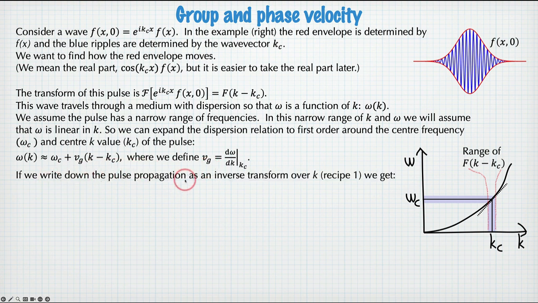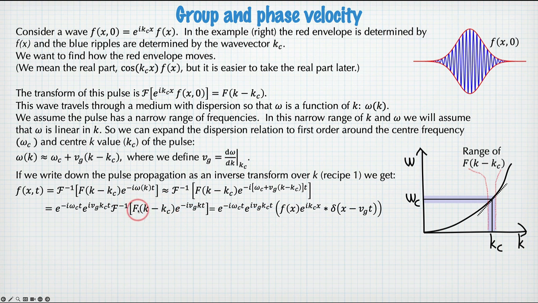If we write down the pulse propagation as an inverse transform over k, so this is recipe 1, we get this. So our function of x and t can be written as this inverse transform of our pulse in frequency space multiplied by the phase term here. Now the phase term here depends on the dispersion relation. We can use our first order expansion here and expand it like this. We can collect all of the terms here that do depend on k, because they'll be playing a role in the Fourier transform, and we take out all the terms here that do not depend on k. We have a term here kc, but that's a constant. These terms here are just phase factors that depend on kc, Vg, omega c, and time.